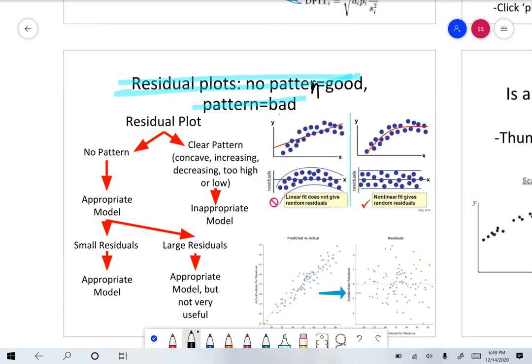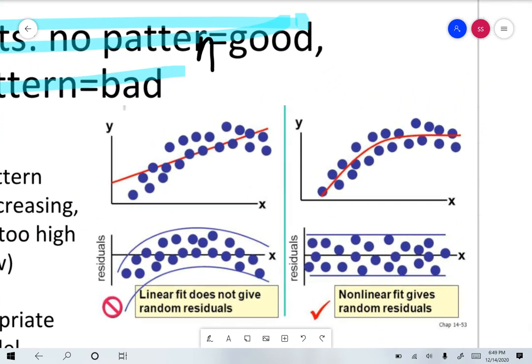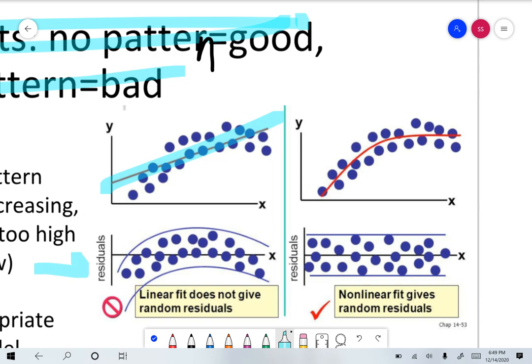Actually, I don't need to go anywhere else. I can just use this. Let's look at these plots. Okay, here we have a linear line. Let me highlight. We have a linear line. The residual plot for that, okay, is this one right here.